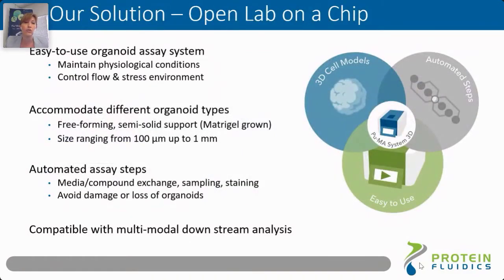Now, our vision is to have an easy-to-use open lab on a chip for doing 3D assays where you can maintain physiological conditions. The system would accommodate really different types of organoids. They could range in size between 100 microns to 1 millimeter. If needed, you can use some matrix for these assays. And we automated all complex assay steps for you, which allows you to spend less time and fewer reagents on running complex assays. It allows you to minimize handling errors and get really high quality and reproducible data with your precious organoid samples.